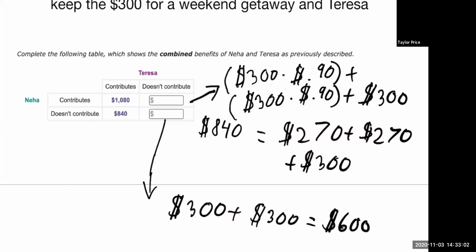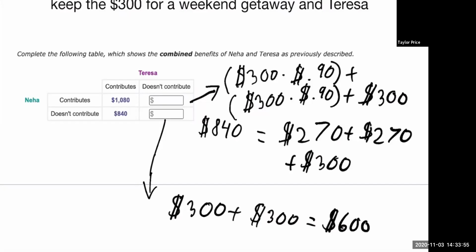The first piece is asking: if Neha contributes and Teresa doesn't contribute, what is going to be the payout? We can probably assume that it's going to be $840, but I did want to walk through what that would look like. You take the $300 that Neha contributes and multiply by the multiplier mentioned in the problem, which in this case is 90 cents. And you have to do that twice, because even though Neha's contributing, that money is going to get multiplied for both individuals. So it's almost like both individuals are contributing, even though only one individual is.